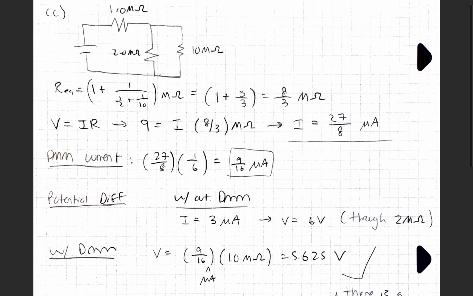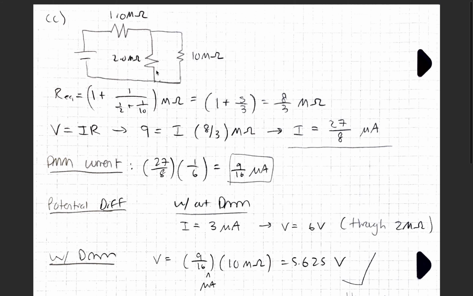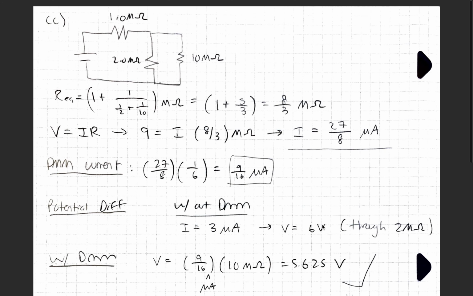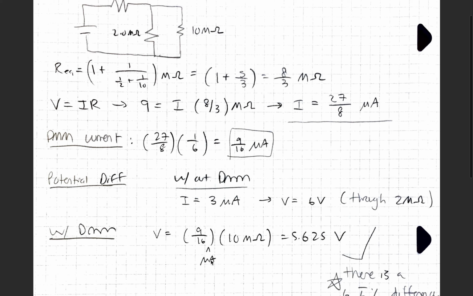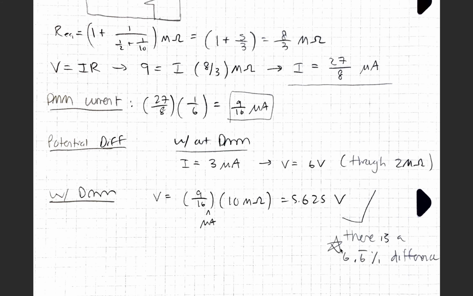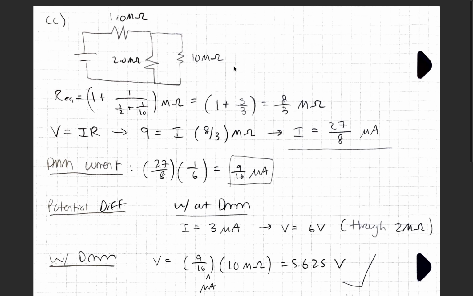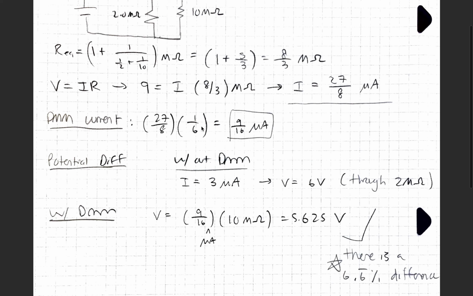The potential difference without the DMM, this is 3 mega ohms of equivalent resistance. So the potential difference across the 2 mega ohm resistor in series with the 1 mega ohm resistor would be 6 volts. Makes quite a lot of sense. 2/3 times 9 is 6. And with the DMM here, it's 9/16 microamps times 10 mega ohms, and that is 5.625 volts. So there's about a 6.7% difference between both of these, which tells us that when they're on the same order of magnitude, when the DMM is on the same order of magnitude as the other resistors, then you start having an issue.